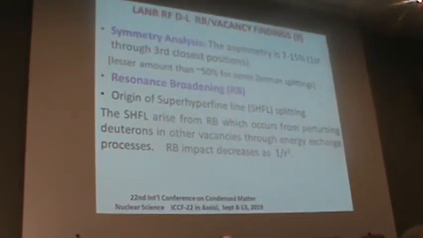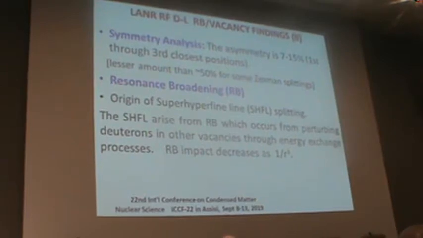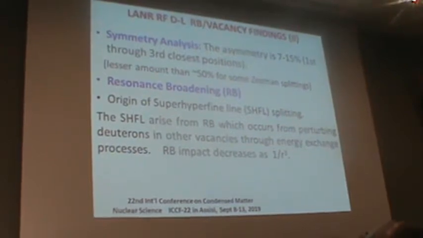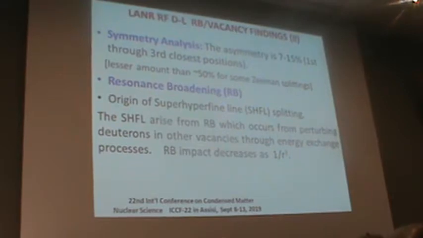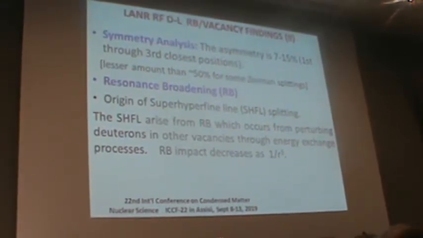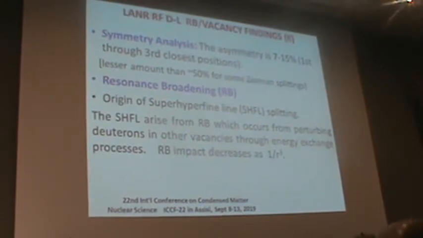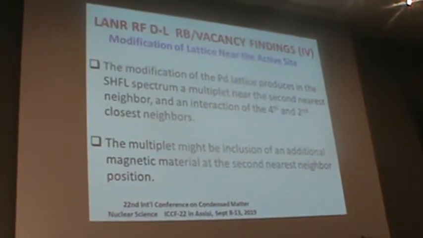Our symmetry analysis shows that it's actually quite symmetric within 85%, which is much better than some of the Zeeman splittings. And we use resonance broadening, we believe, is the cause of the separation of these super-hyperfine lines. Although initially my hypothesis was magnetic field, but I think Peter's probably right.